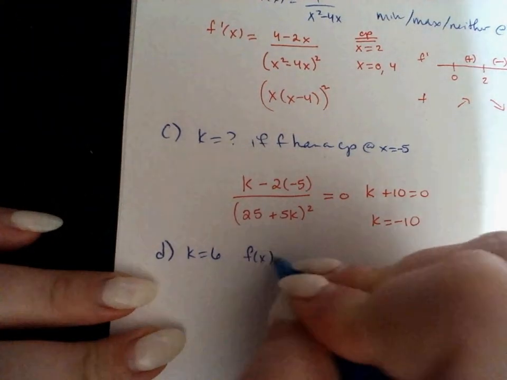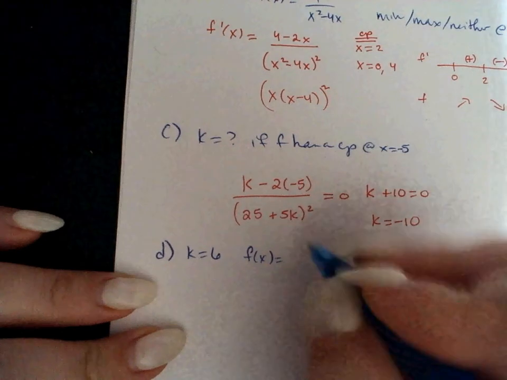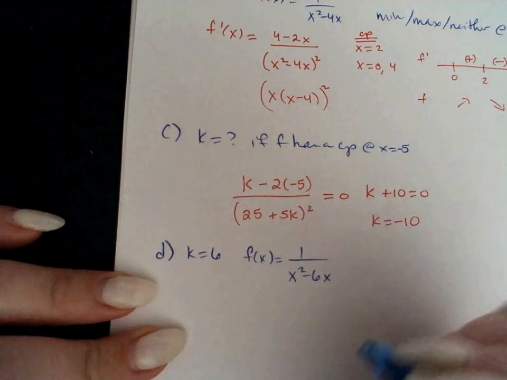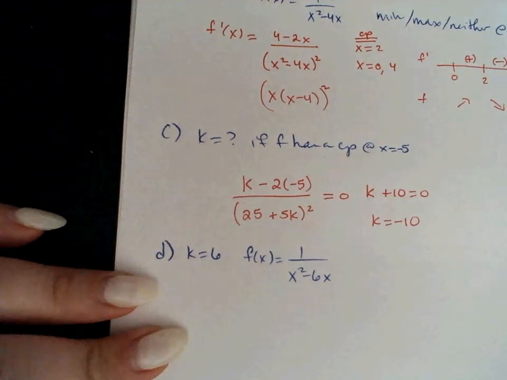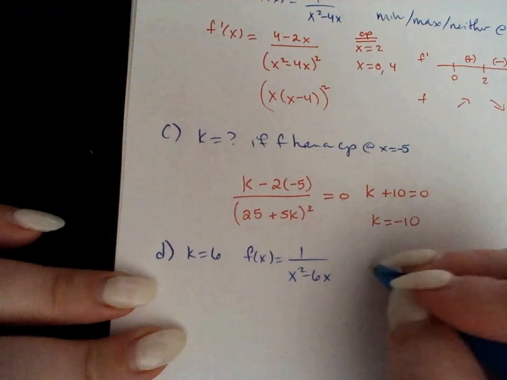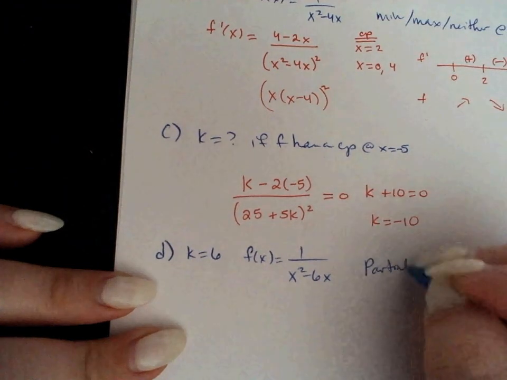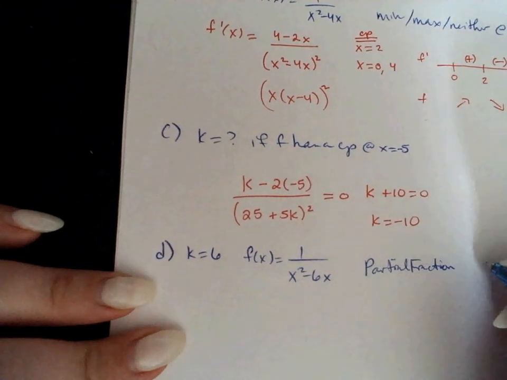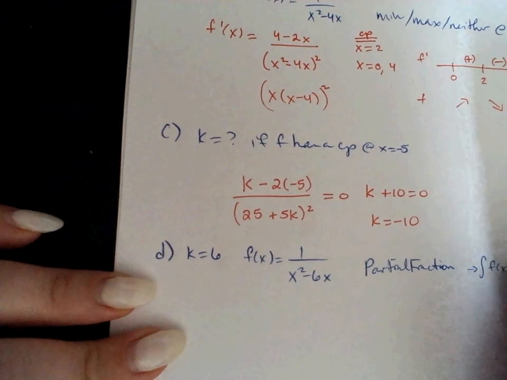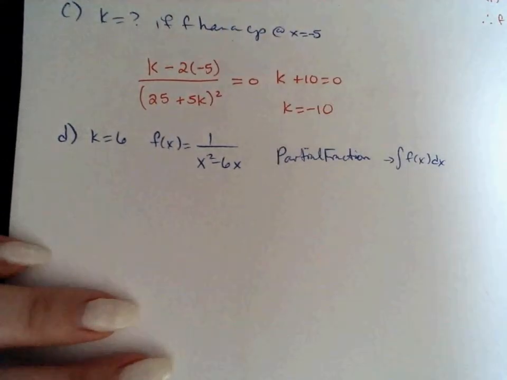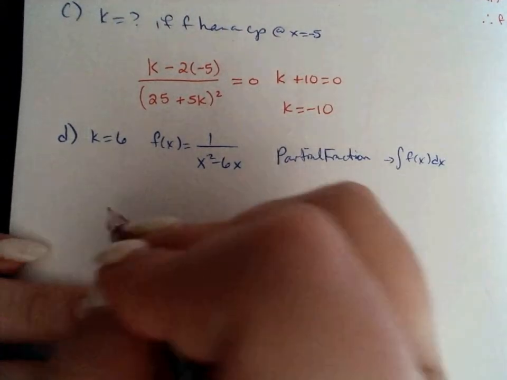Okay, so part D says let k equal 6. We're just going all over the place with k. So that f of x equals 1 over x squared minus 6x. Find the partial fraction decomposition for the function f, and then find the integral of f of x. Okay, so partial fraction, and then find the integral of f of x.